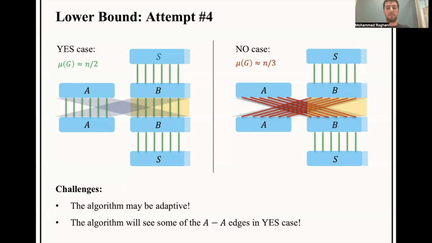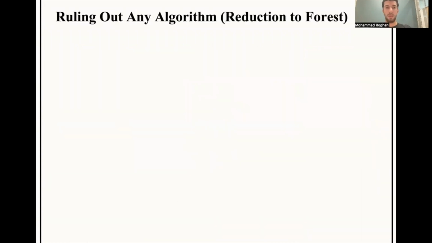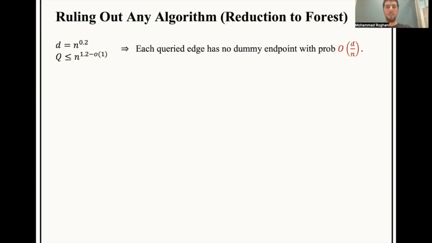Now that we have the construction, let's see some of the key ideas that we use in our proof. So suppose that D is equal to N^0.2, Q is less than or equal to N^1.2 minus some small o(1). Q is the total number of the queries that the algorithm makes. Because of our choice of D, and also the fact that we have epsilon and dummy vertices, and that the adjacency lists are permuted randomly, each queried edge has no dummy endpoint with probability D over N.